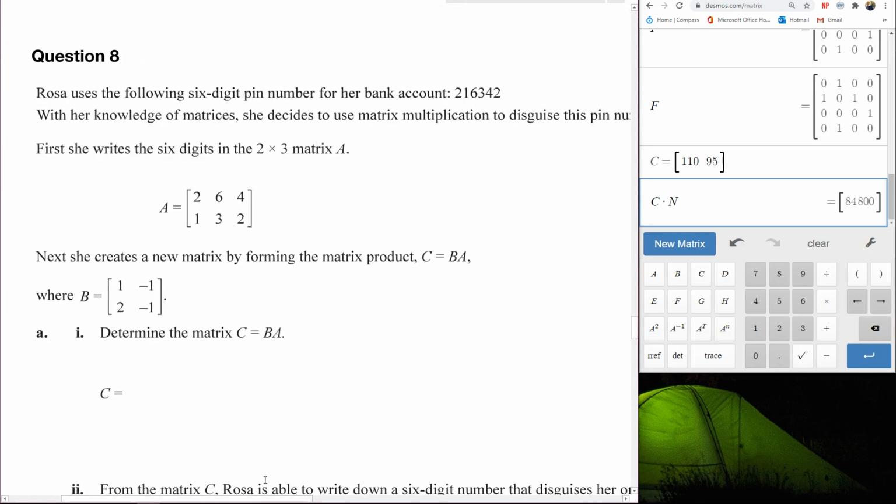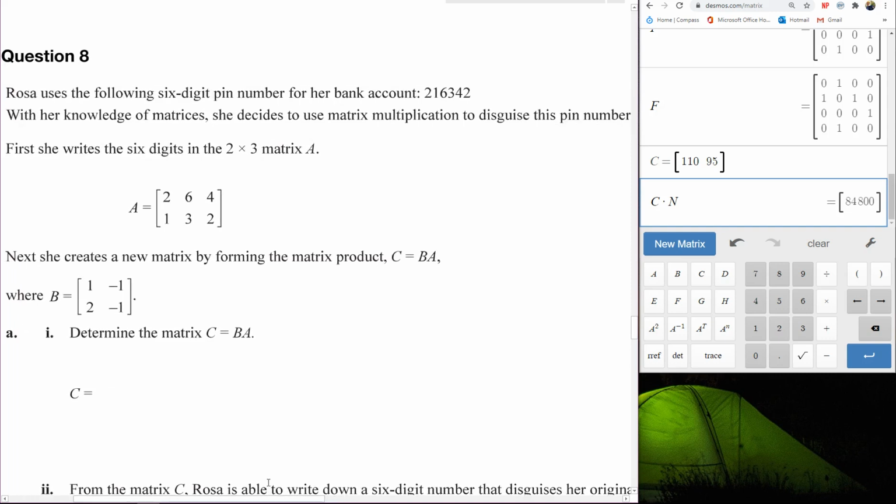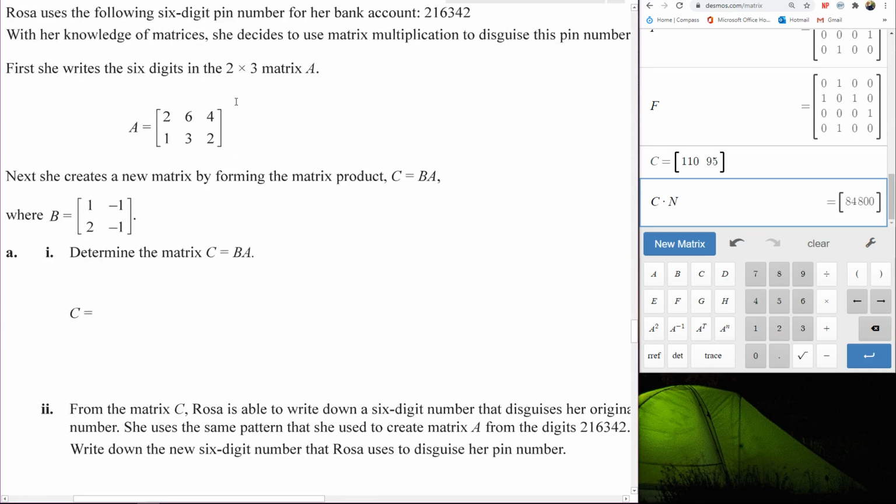Rosa uses the following 6-digit PIN number for her bank account: 216342. With her knowledge of matrices, she decides to use matrix multiplication to disguise this PIN number. This is referring to encoding and decoding. First, she writes the 6 digits in a 2x3 matrix.